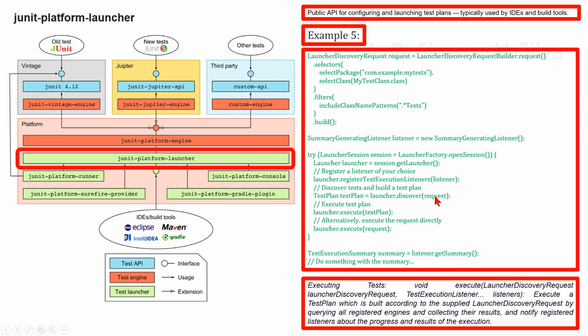Test progress and reporting can be achieved by registering one or more test execution listeners. Listener implementation with the launcher, as in this example here. There's no return value for the execute method, but you can use a test execution listener to aggregate the results.